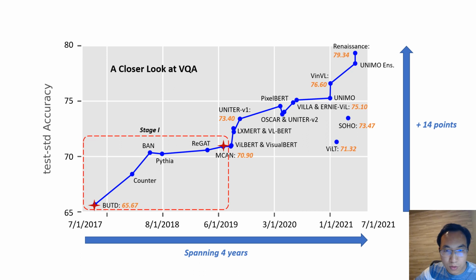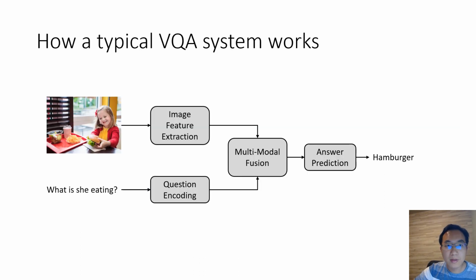In this stage, I'm going to mainly focus on the famous BUTD paper and also the MCAN paper. Let's first see how a typical VQA system works. Given an input image and a question, basically we need to do image feature extraction, and we also need to encode the question. Then we will do multimodal fusion, and finally we will do answer prediction. For image feature extraction, we can either use grid features or object-centric features from object detection, and many of the vision language works have focused on the multimodal fusion part.